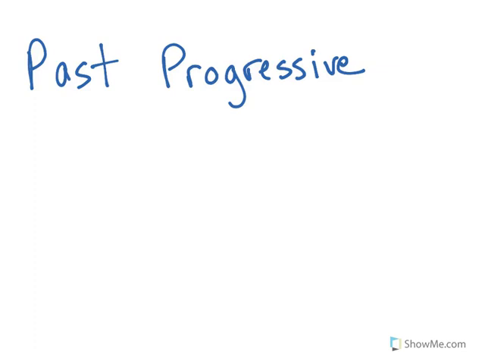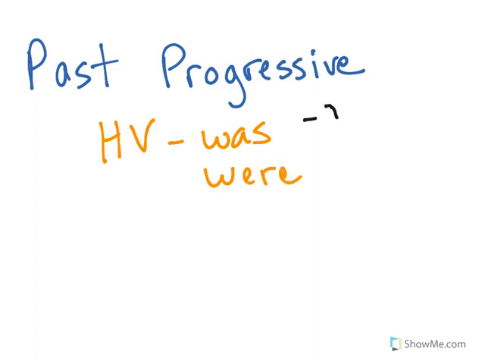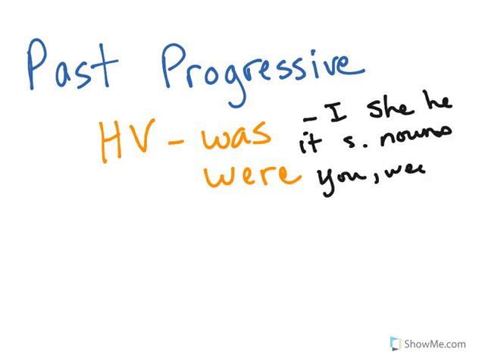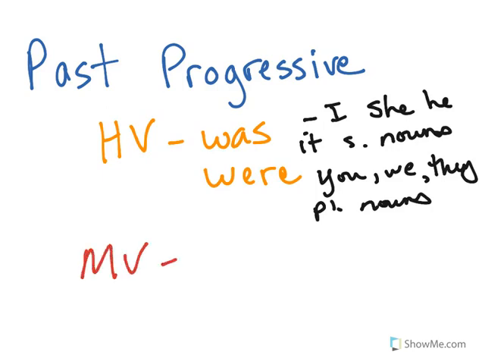In this video, we're going to talk about the past progressive tense. Here we use the helping verb either was or were. For was, we use the subject I, she, he, it, or singular nouns. For were, you, we, they, and plural nouns. The form of the main verb that we use, similar to present progressive, is the verb plus ing, the ing form of the verb.